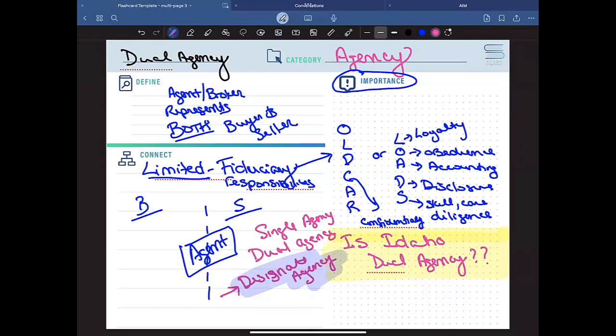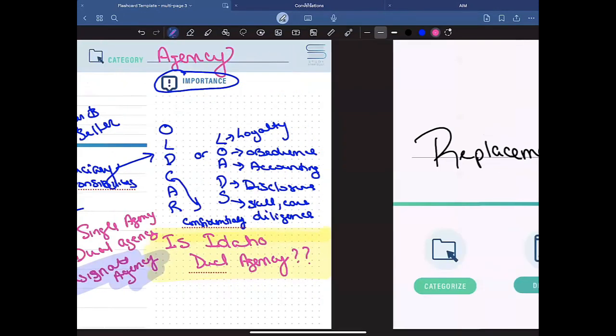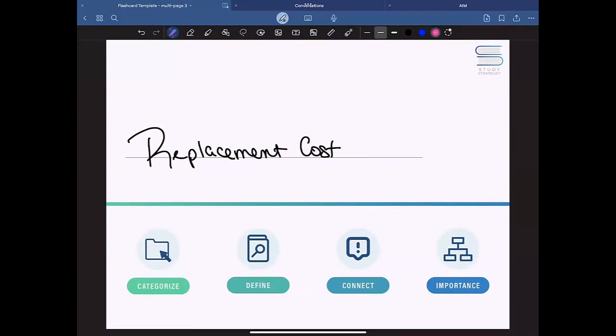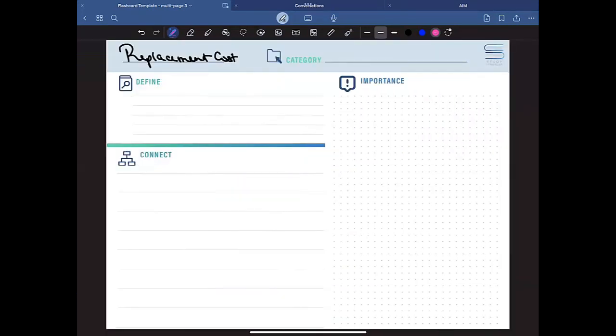Yes. Yay. Let's do another one. Ooh, replacement cost. Any clue? Definition or chapter? Well, let's start with chapter. Would this be in the financing category? It would not be in the finance category, but you're not too far off. This is going to be in the valuation or appraisal category.